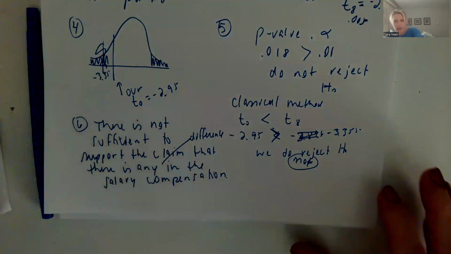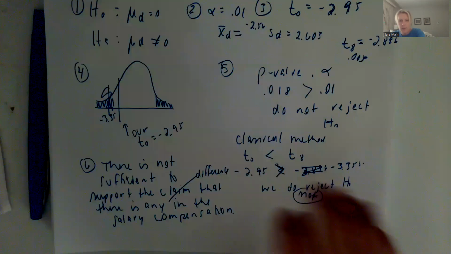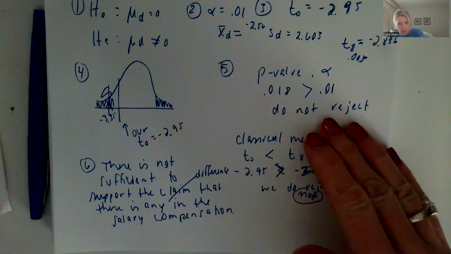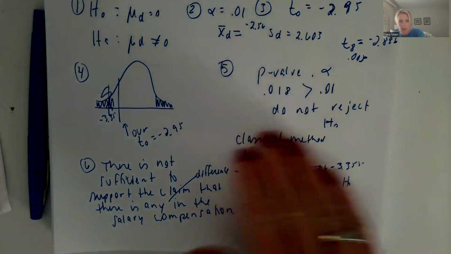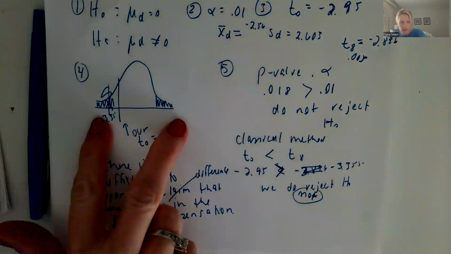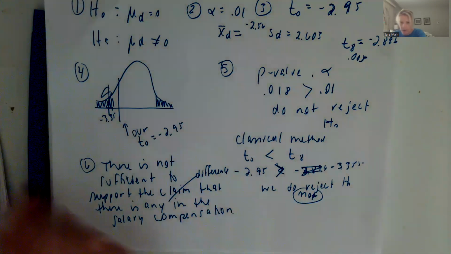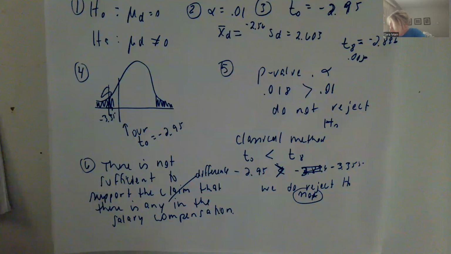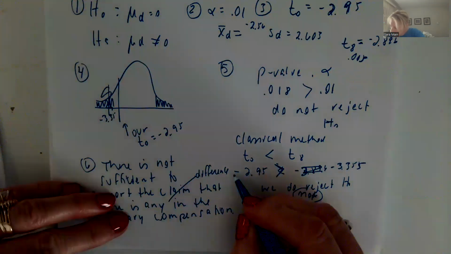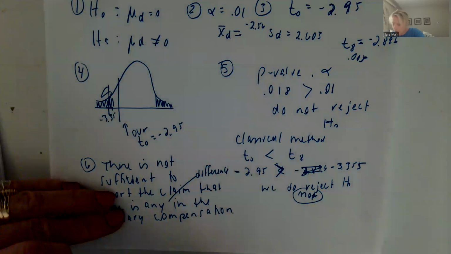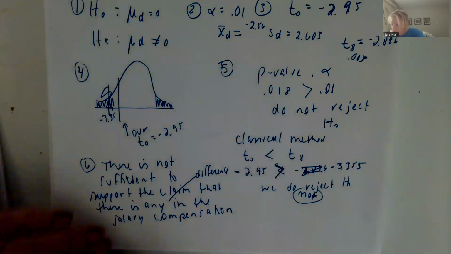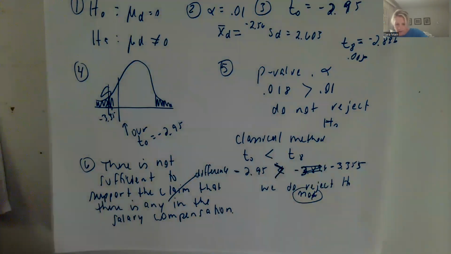So I'm glad I caught that. In the p-value method, you always just use alpha, okay? And in the classical method, if it's a two-tailed, you have to do alpha divided by 2, and that's where I mixed up. So it should have been a critical value of a negative 3.355, and compared to our test statistic of a negative 2.95, which is actually greater than. So we do not reject using either method.